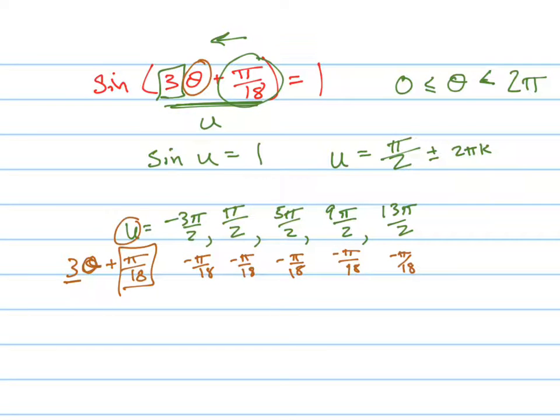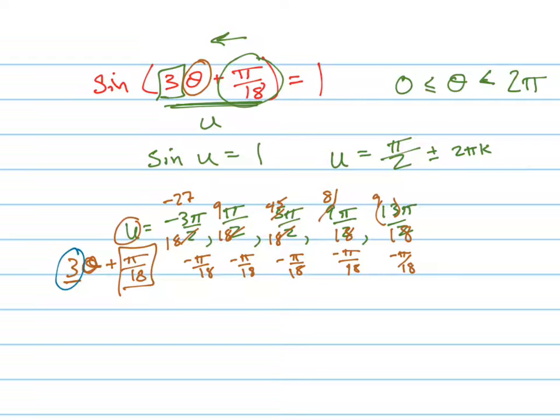I'm going to have to make all of these over 18. So this times 9, that's 18. Whatever 9 times 13 is. This is 18, and this is 81. This is 18, and that's 45. This is 18, and that's 9. This is 18, and that's negative 27. Now I've got to divide everything by 3 to get rid of that 3.